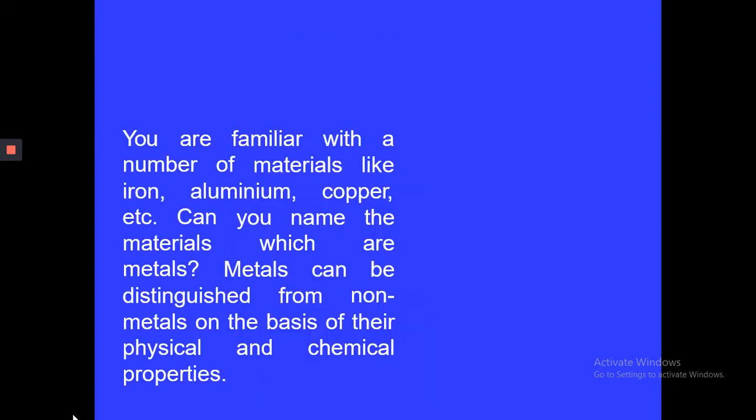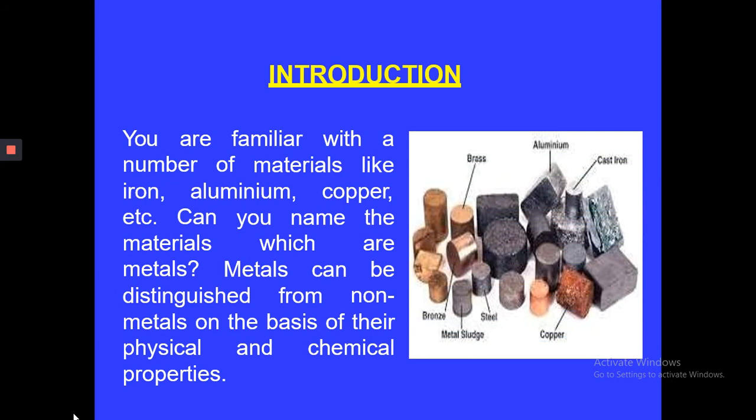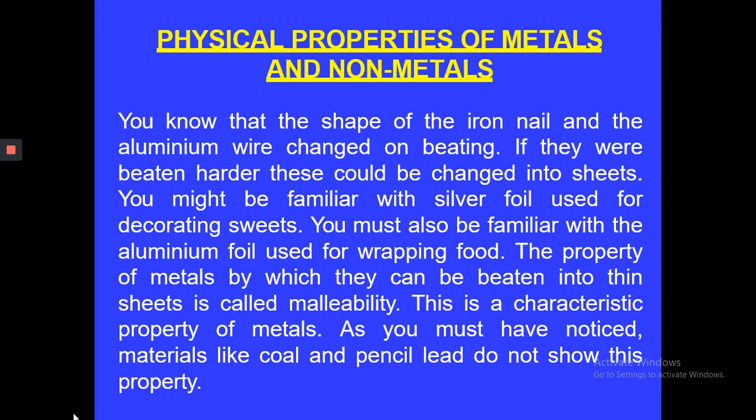So, let's start. You are familiar with a number of materials like iron, aluminium, copper, etc. Can you name these materials? Yes, we can. These materials are all metals. Metals can be distinguished from non-metals on the basis of their physical and chemical properties. So, now we will discuss the physical properties of metals and non-metals.